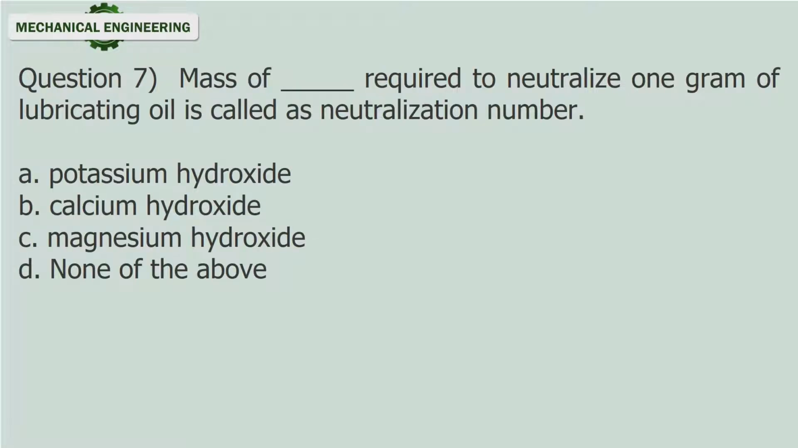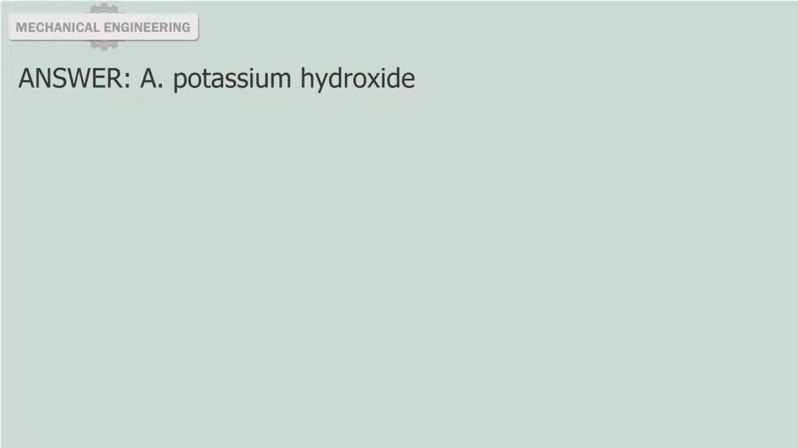Question 7. Mass of, fill in the blank, required to neutralize 1 gram of lubricating oil is called as neutralization number. A. Potassium hydroxide. B. Calcium hydroxide. C. Magnesium hydroxide. D. None of the above. Answer: A. Potassium hydroxide.